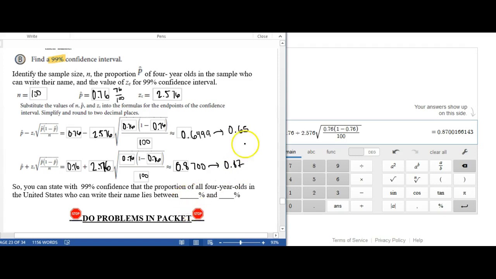And we can change those to percent, so we can multiply that by 100 and that by 100, and that should be about 65% and 87%. Just as it says here, stop and do the problems in your packet and make sure you're following these steps.